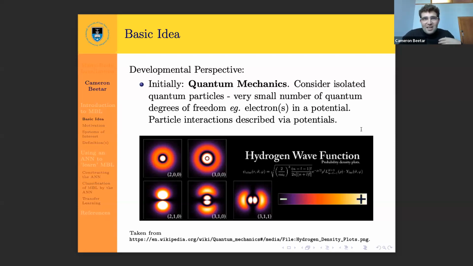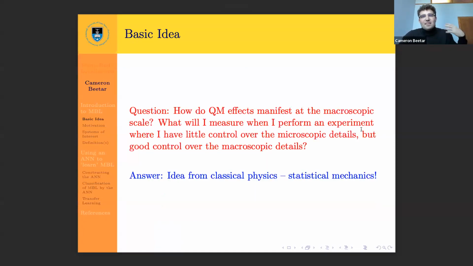Okay, but now we want to move on to something a little bit more complicated. We want to understand how experimentally we can do things with these quantum systems. And in experiments, you typically have very good control over things like pressure, temperature, volume. So these big macroscopic variables. And we want to know, if I don't have fantastic control of the microscopic details, but good control of the macroscopic details, how do I model this?